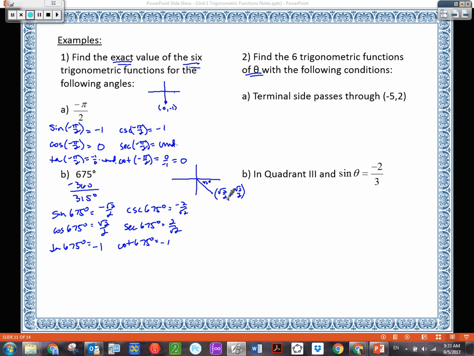So part A, it tells us the terminal side passes through negative 5, 2. All right, so what we do is we go to negative 5, 2 and put a point. Okay, and so our triangle is going to come from the origin to that point, and that's our triangle. So we use this information to find the side measures. So here we know that's a negative 5, and then this is 2 up.